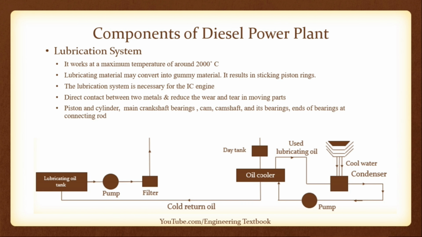Piston and cylinder, main crankshaft bearing, camshaft and its bearing, end of the bearings and connecting rod are the components of an IC engine that must be lubricated.